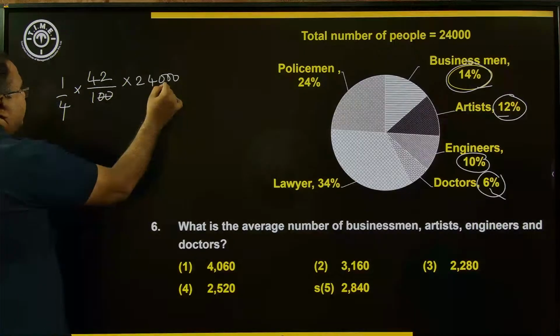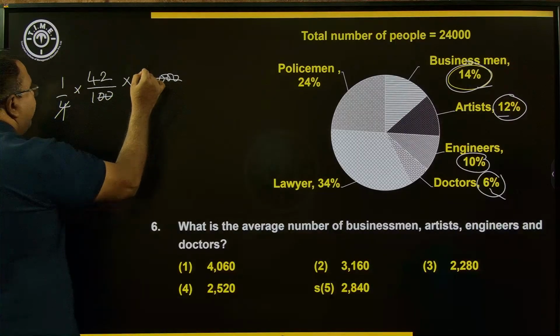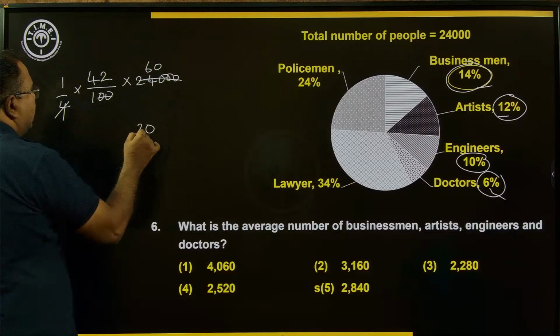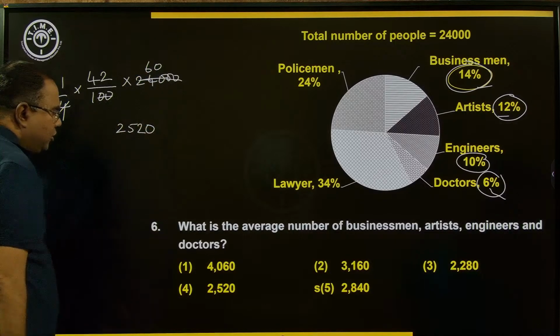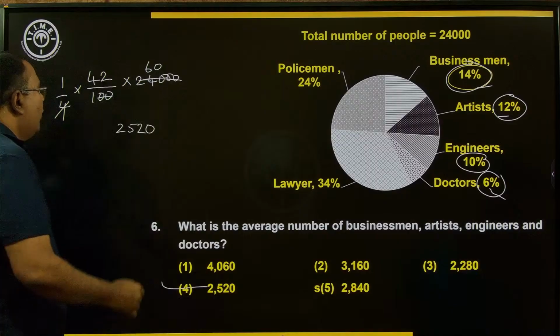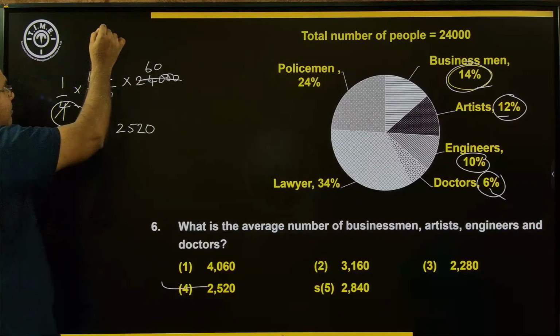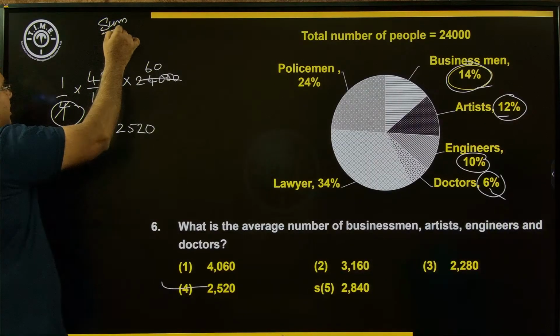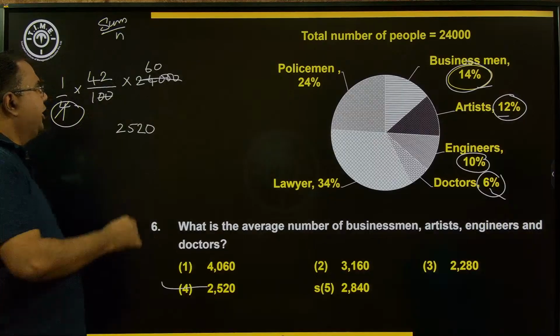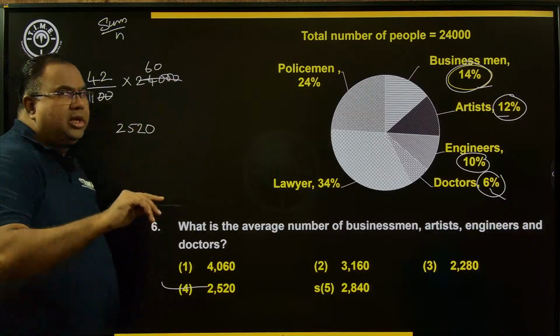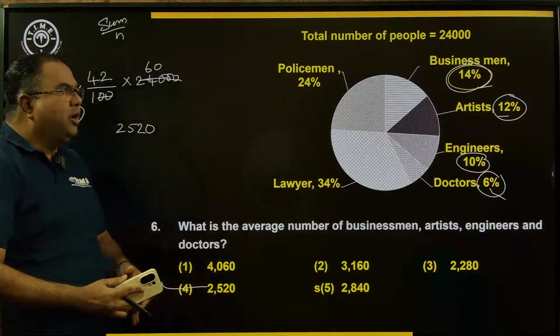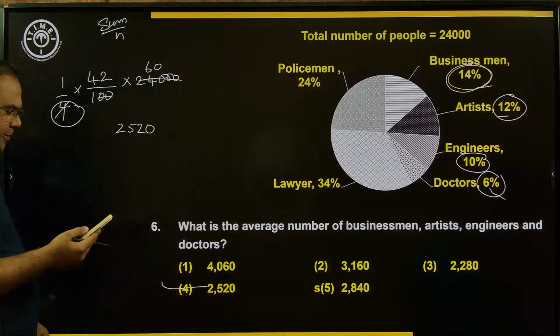Right? Now if I solve this, 2520 should be your answer. Choice 4. Why am I writing this 4? Average means sum divided by n. So the sum is 42%, so 42 by 100 into total 24,000, by 4 because there are 4 professions. So I am dividing by 4.